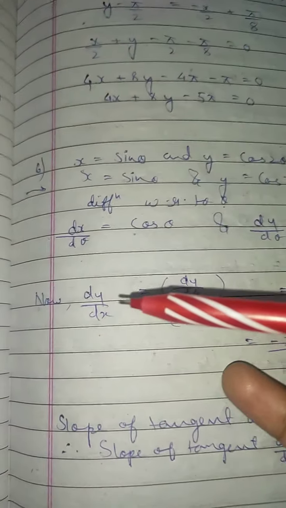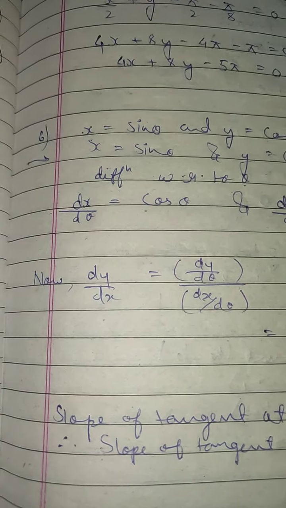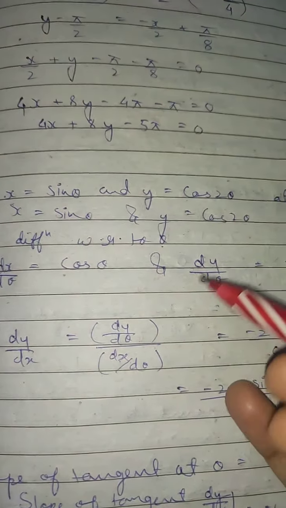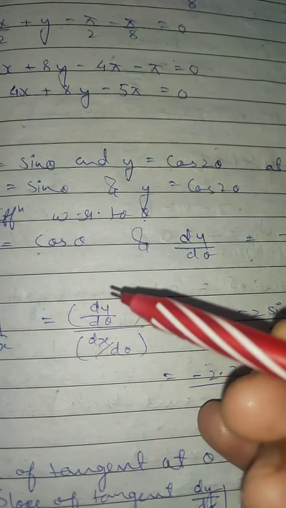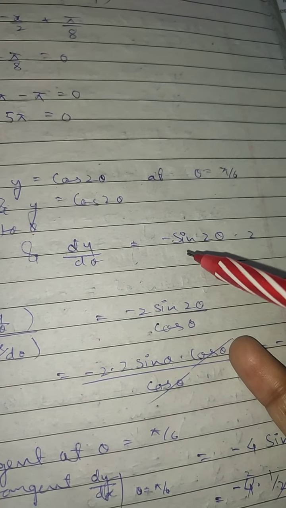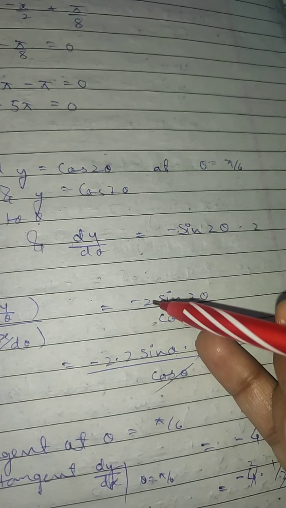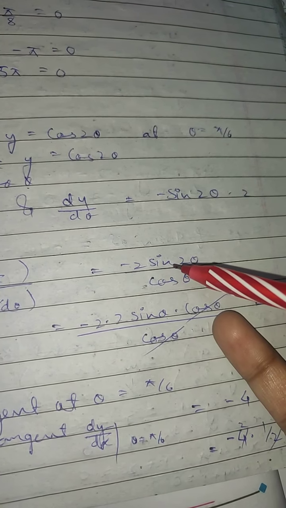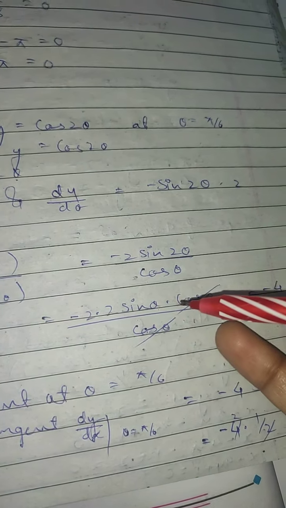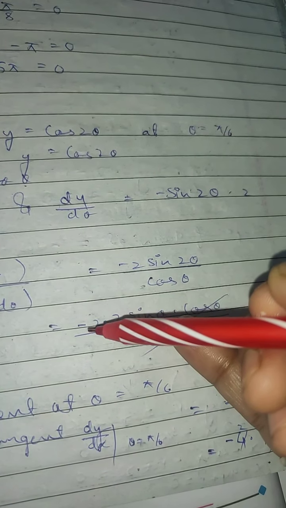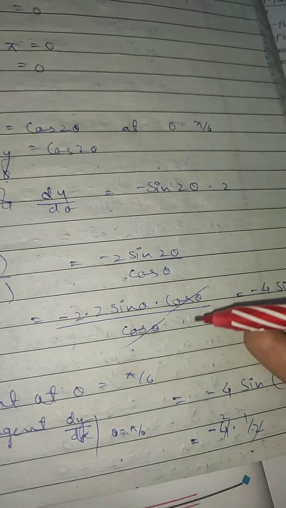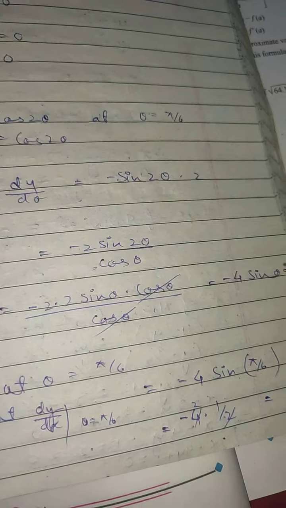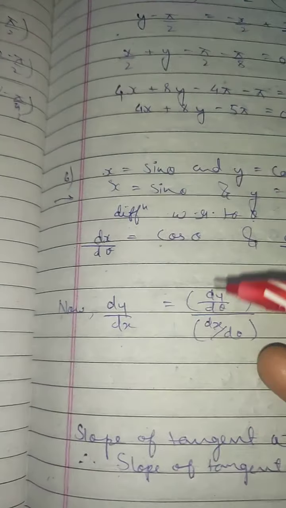So here we know the parametric function theorem, dy by dx is equal to dy by d theta divided by dx by d theta, and dy by d theta we have is minus 2 sin 2 theta, and dx by d theta is cos theta. Now we know the standard formula sin 2 theta is 2 sin theta into cos theta, and this minus 2 as it is, and cos theta as it is, and cos theta cancels, 2 into 2 is 4. So minus 4 sin theta. This is our dy by dx.